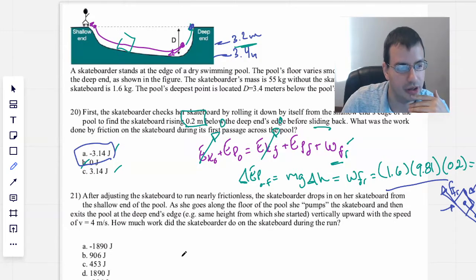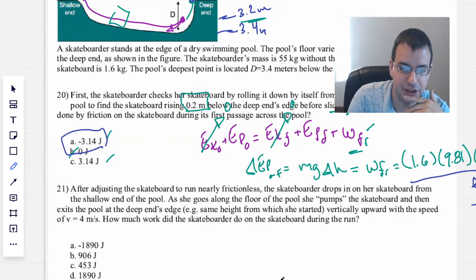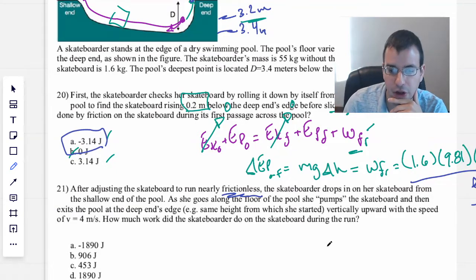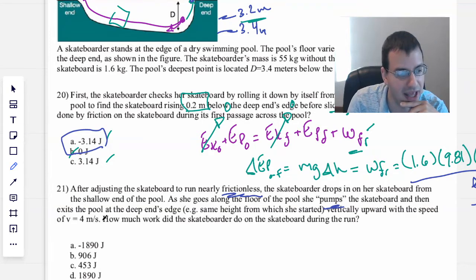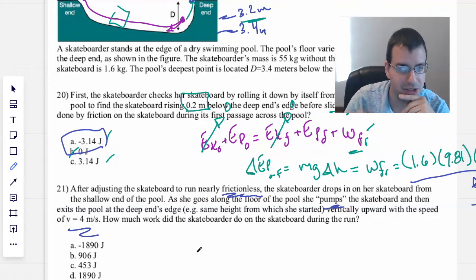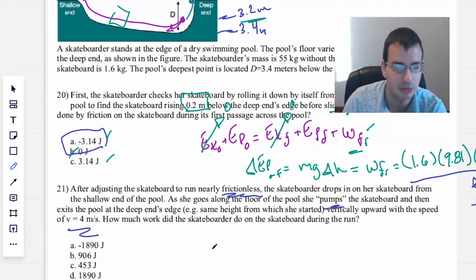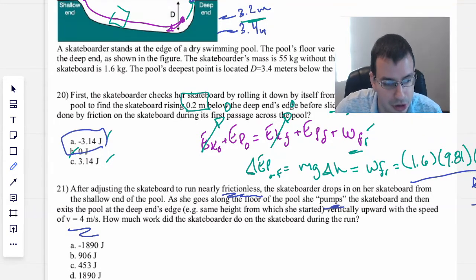Okay, 21. After adjusting the skateboard to nearly frictionless, okay, so now we're to a frictionless scenario. Skateboarder drops in on her skateboard from the shallow end of the pool. As she goes along the floor of the pool, she pumps, basically kicks the skateboard, and then exits the pool at the deep end's edge, same height from which it started, vertically upward with a speed of 4 meters per second. How much work did the skateboarder do on the skateboard during the run?